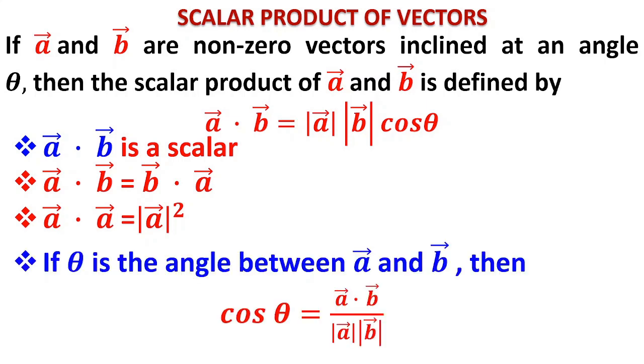Then if theta is the angle between vector A and vector B, then by making use of the A dot B formula, we get cos theta is equal to A dot B by magnitude of A into magnitude of B. Already we have seen in the earlier video how to find magnitude of A and magnitude of B if they are expressed in terms of their components.